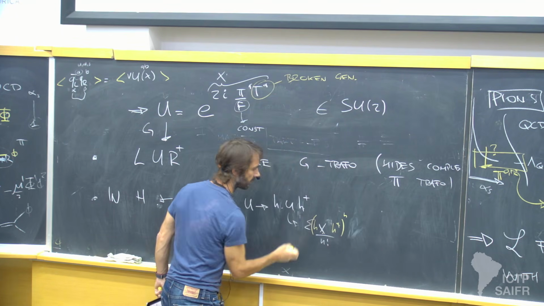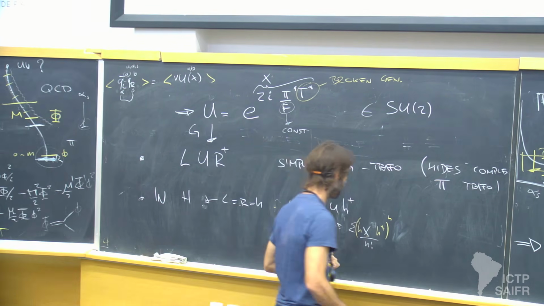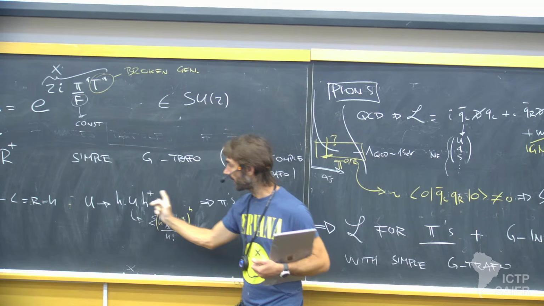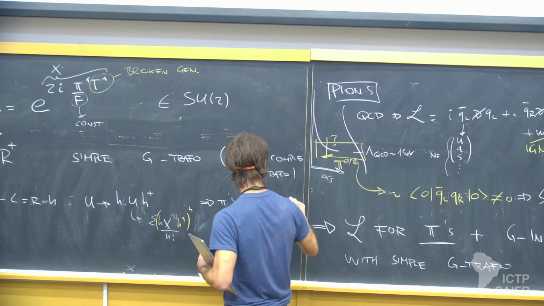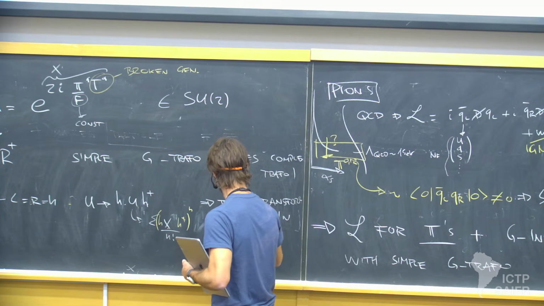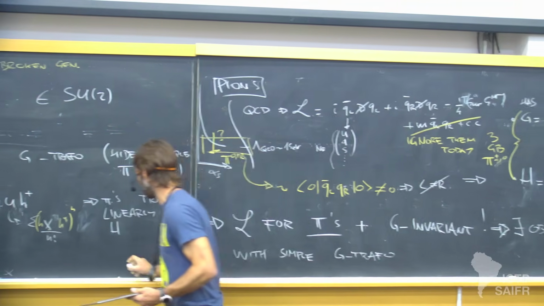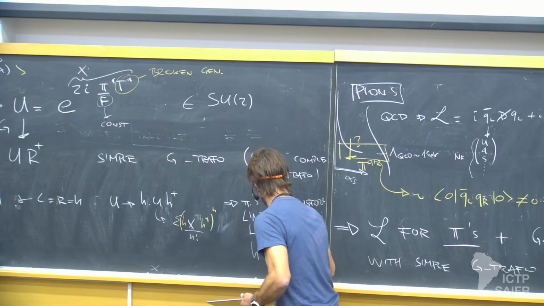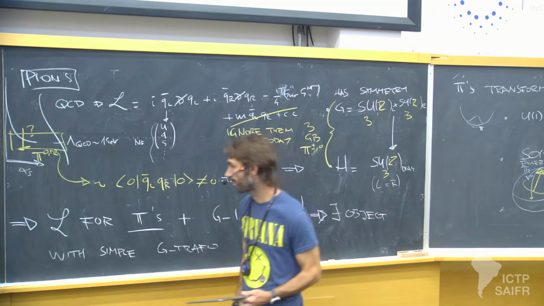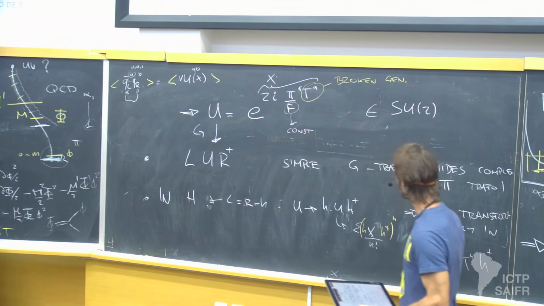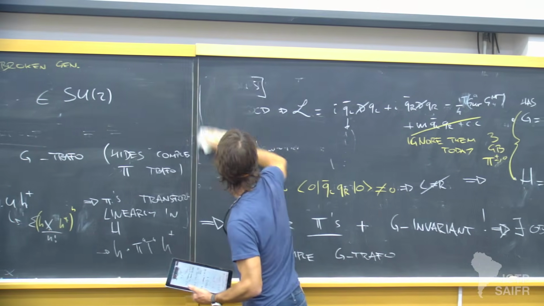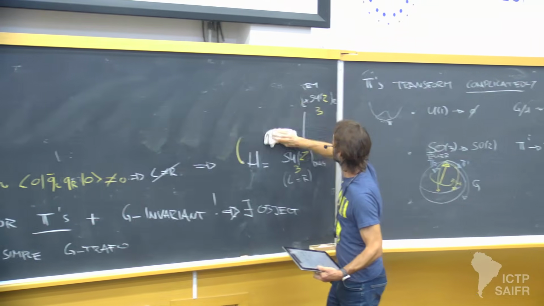Therefore, the pions transform linearly under H, meaning H times pi^A T^A. This is a linear transformation, like a rotation. So the important thing is that pi transforms badly, but U transforms simply under G. So let's now build the Lagrangian that contains this object U and see what we can do.